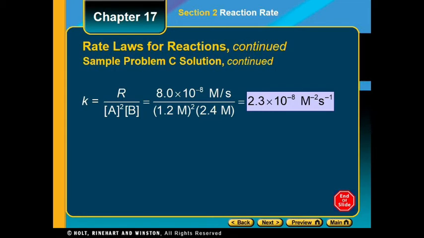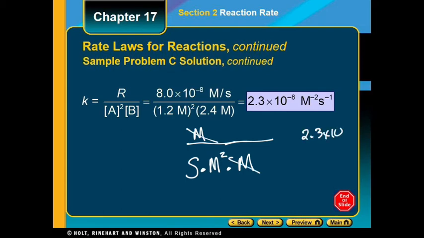If I'm looking at units, again, we got M over S times M squared, that's for the A, times M, which is for the B. We see one of these M's canceled, so we are left with 2.3 times 10 to the negative 8th over molarity squared times second. So that's the set of units for this particular rate constant.